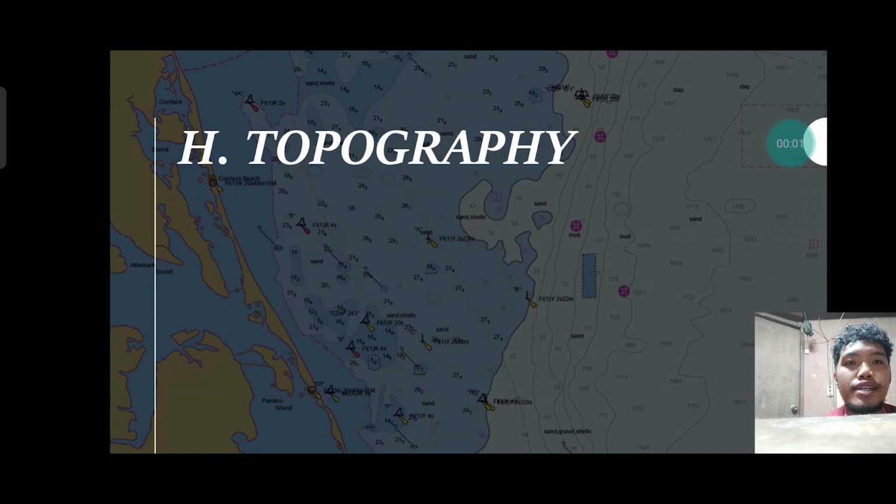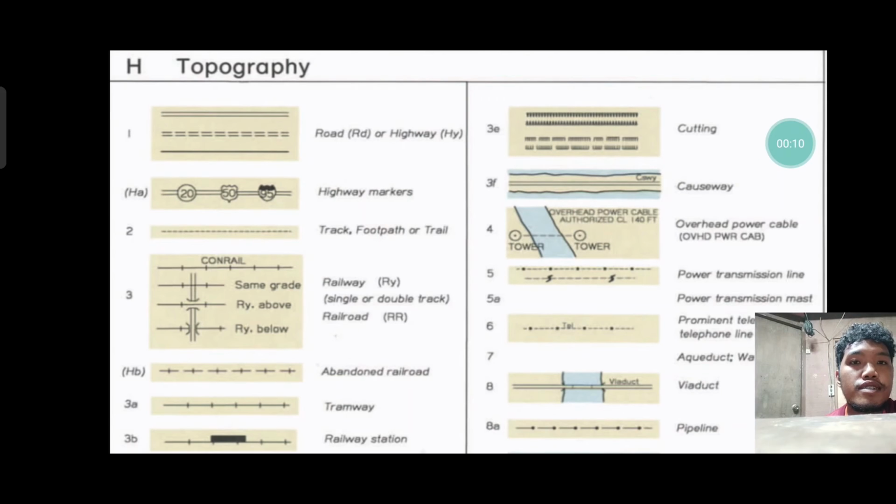Thank you. Javan, and I am here to discuss the nautical chart symbols for topography. So this first symbol, its abbreviation is road or highway. The second symbol, which has 20, 50, and 95, has the abbreviation of highway markers. And then this dotted line is for track, footpath, or trail.